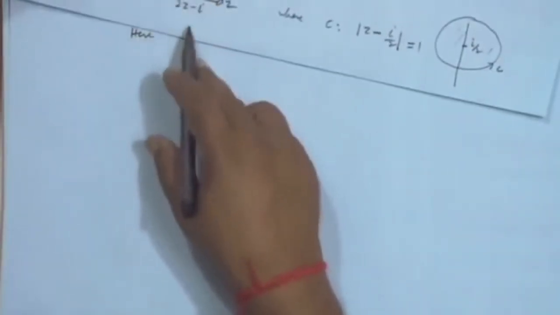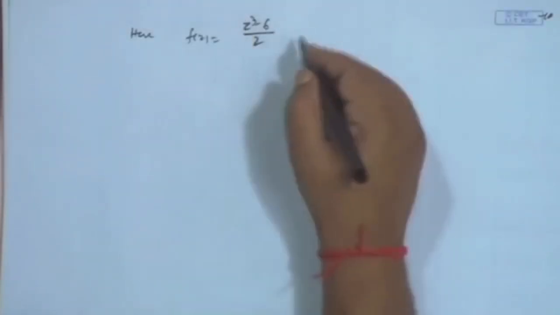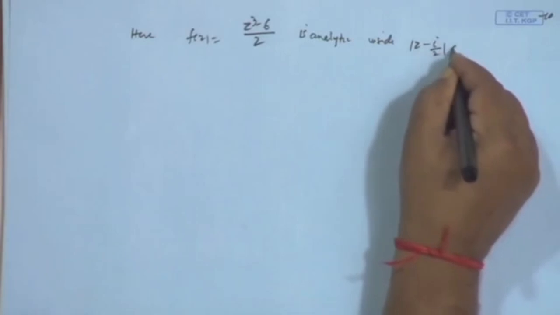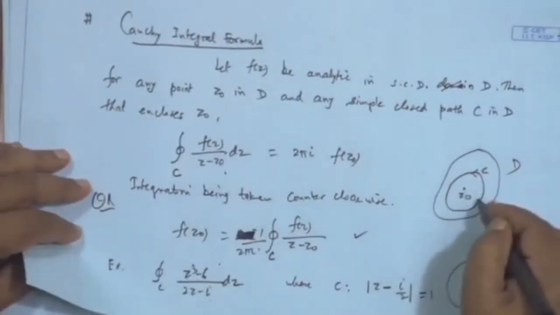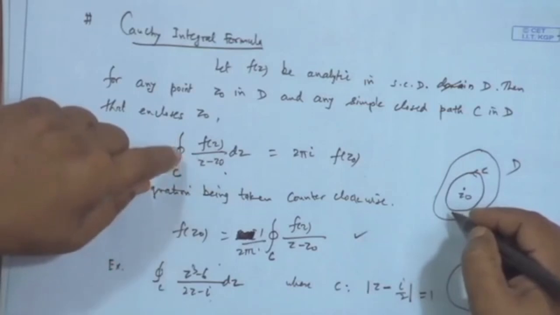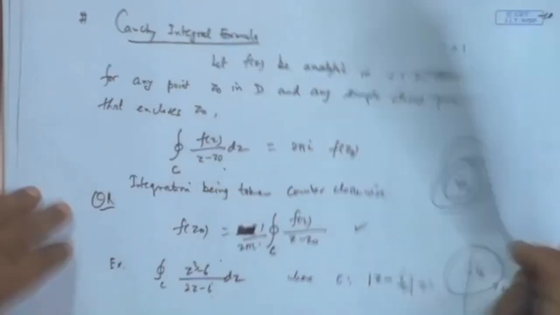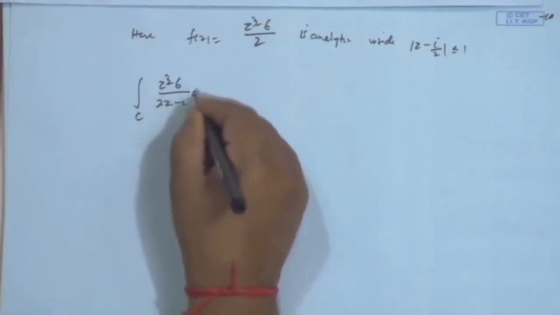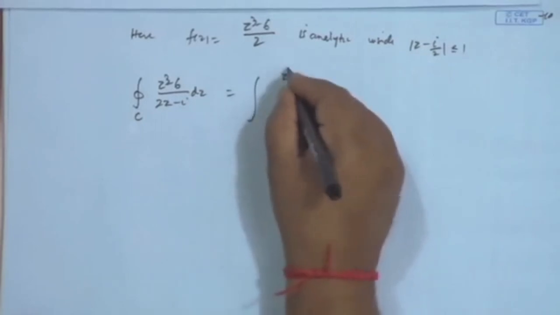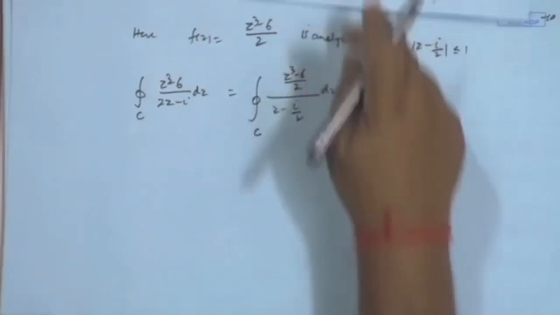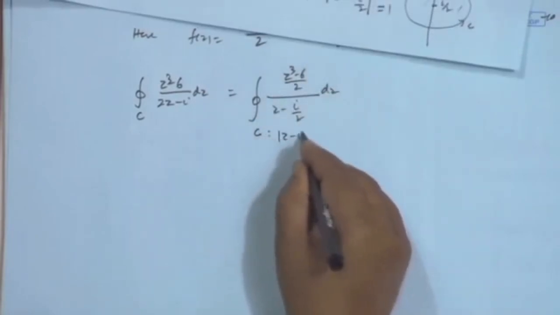So, as a whole the function is not analytic at z equal to i/2, but this numerator function is analytic inside the curve |z - i/2| <= 1, clear? And what this theorem says is if the function f is analytic inside the domain D or inside the curve C, then the value of the integral of f(z) over (z - z0) along curve C will be this much. So, the integral over C of (z^3 - 6)/(2z - i) dz can be written as the integral of ((z^3 - 6)/2)/(z - i/2) dz along the path C, and C is the circle |z - i/2| = 1.